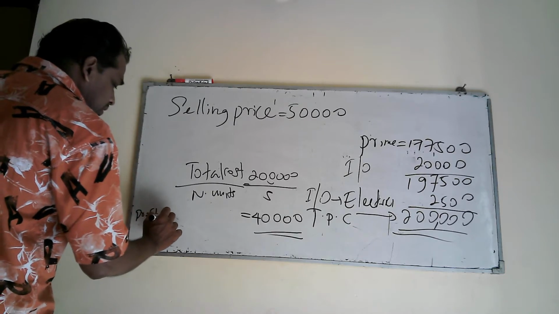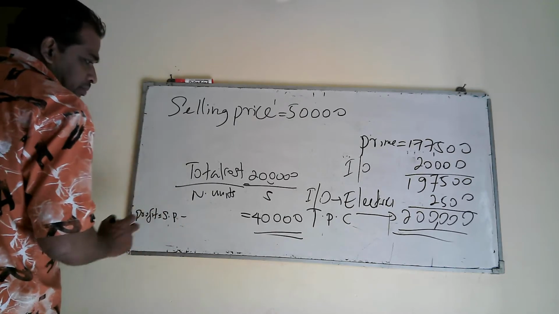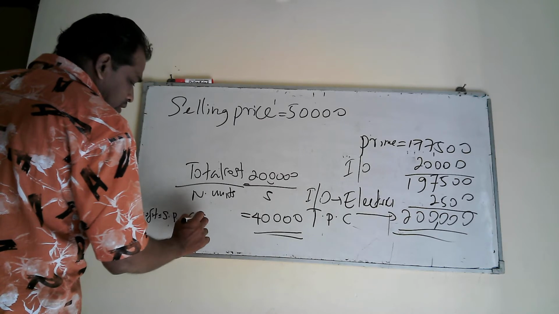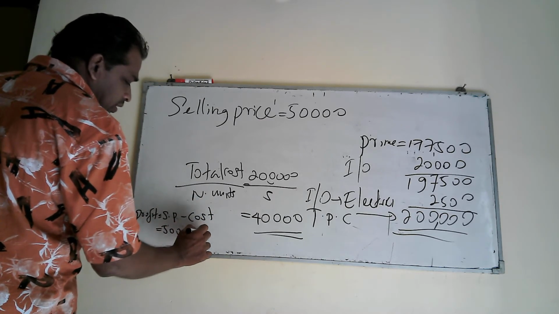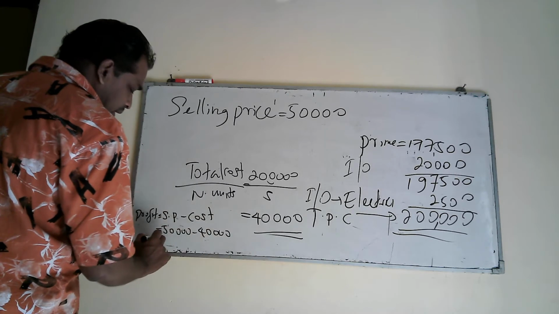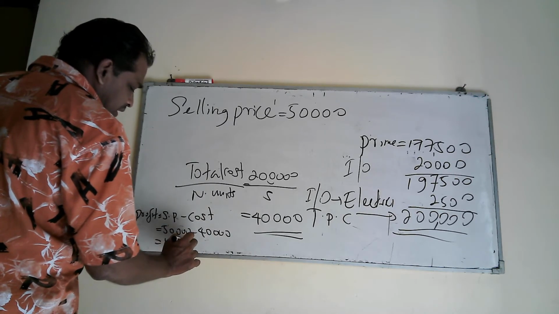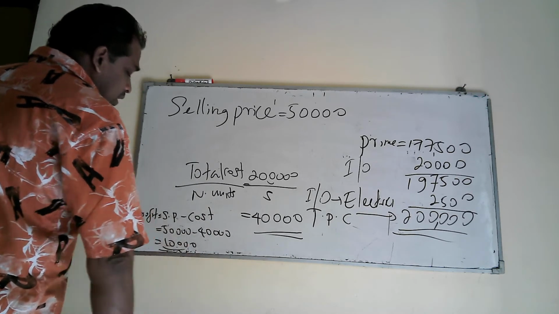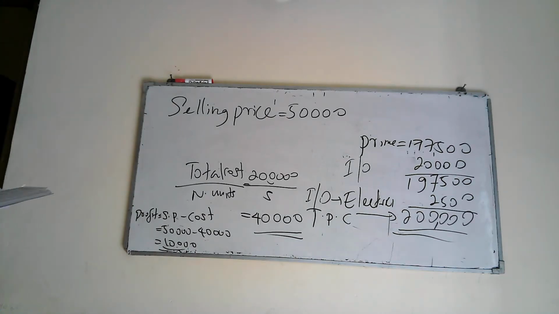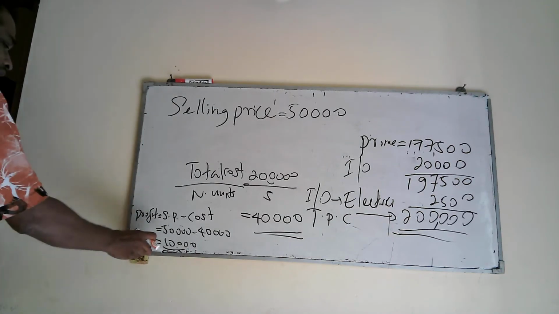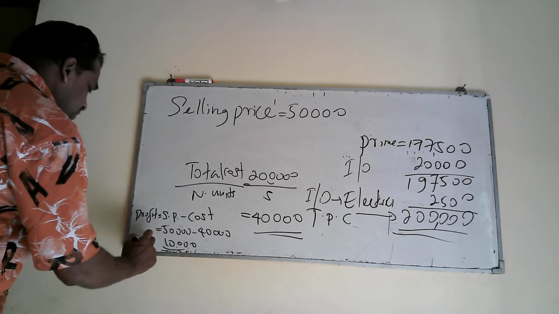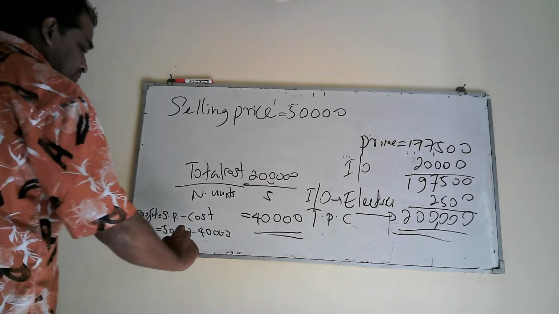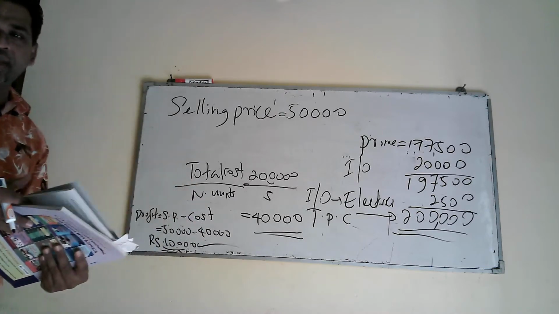Profit equals selling price minus cost. Selling price 50,000, cost per unit 40,000. Then 10,000. You mention rupees in the exam. 10,000 rupees profit. Right.